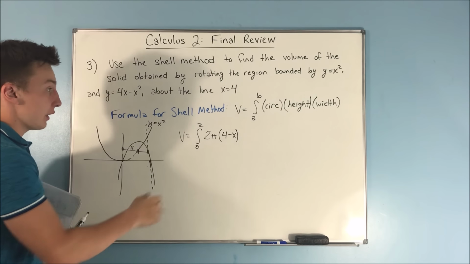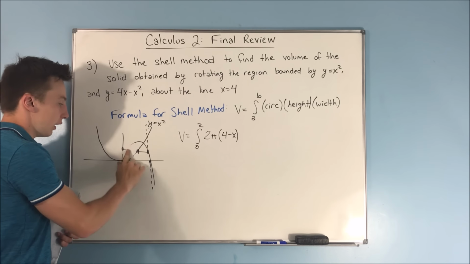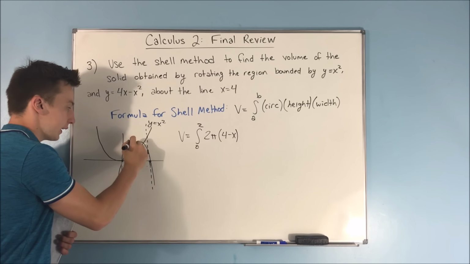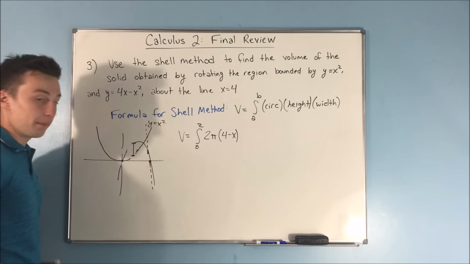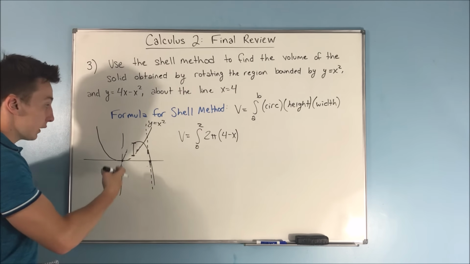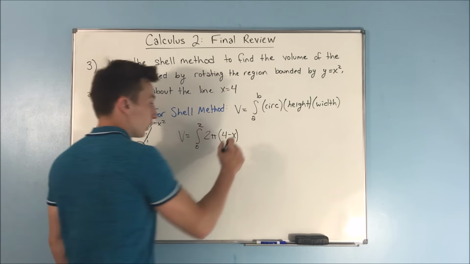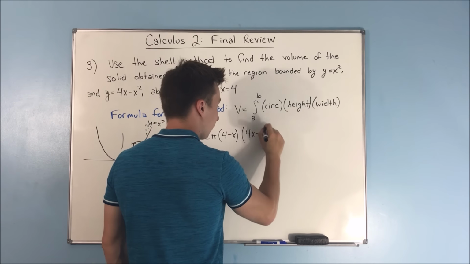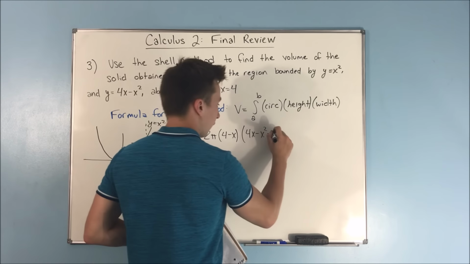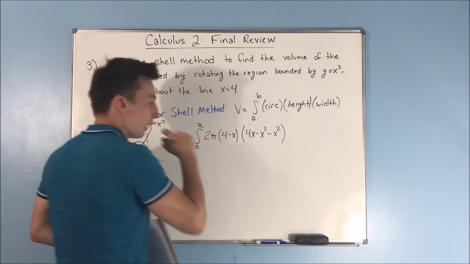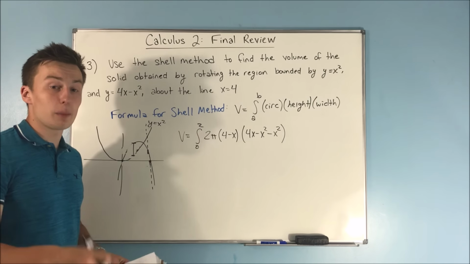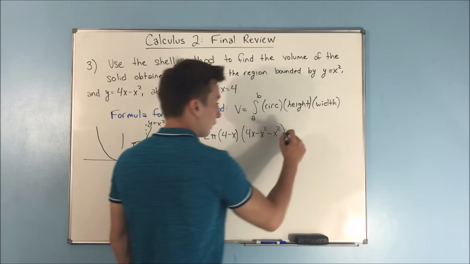Next, we need to figure out the height, okay? So just the height of each of our shells, okay? Now, we're talking about this distance from our top curve to our bottom curve. So we subtract the bottom curve from the top curve. Our top curve is 4x minus x squared, okay? So we'll have a 4x minus x squared here, and that's going to be minus our bottom curve, which is x squared. Okay, and then we have to do our width. Our width is just dx or dy, whatever variable we're integrating with, and that is, of course, going to be an x.